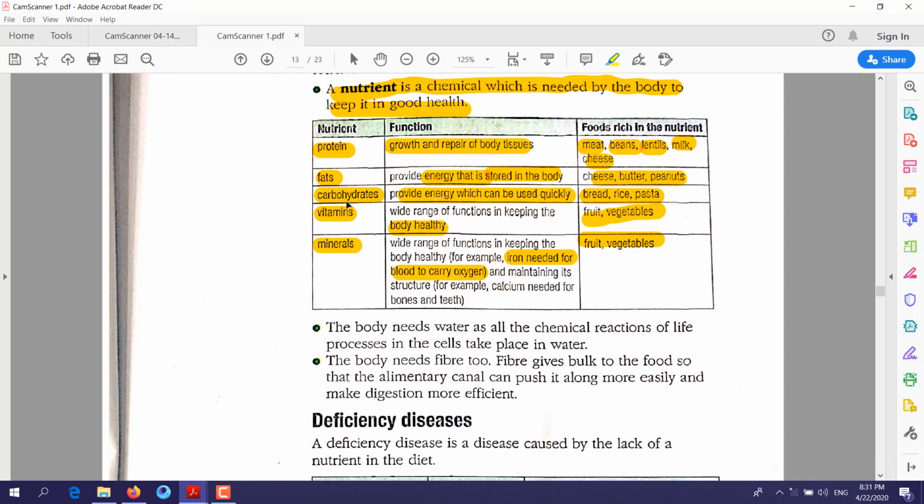Then, in addition to these 5 nutrients, our body still needs more nutrients. These nutrients will be, firstly, water. Water is very important. Why is it very important for our body?